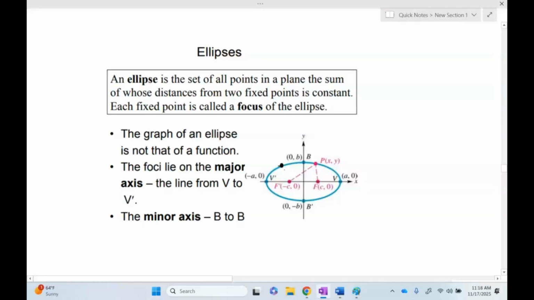So for example, if I were to have a point here on my ellipse, and I measure from the point on my ellipse to this focus, and then measure from the point on the ellipse to the other focus, and add those two things together, I'm going to get that same exact number as with the red lines. All right, so that's what makes an ellipse an ellipse.